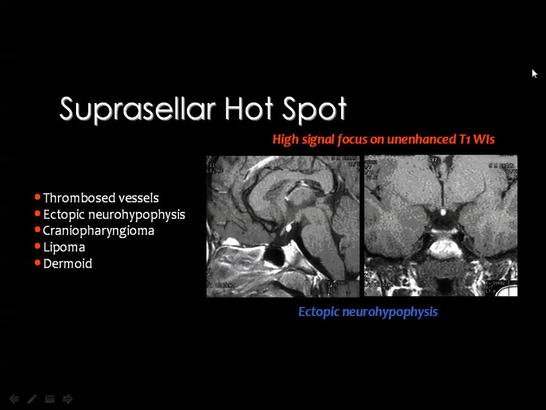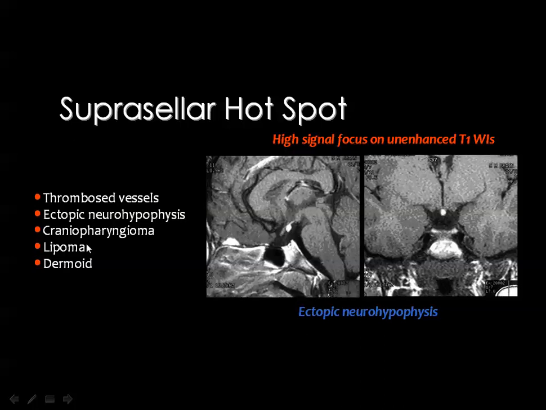The suprasellar hotspot is a bright lesion in the T1 weighted image seen in the suprasellar area. One of the common lesions here is the ectopic posterior pituitary. You know, the posterior pituitary is bright in the T1 weighted image. It is usually seen posterior to the anterior pituitary, but sometimes it is located in the suprasellar area near the tip of the upper end of the infundibular stalk.